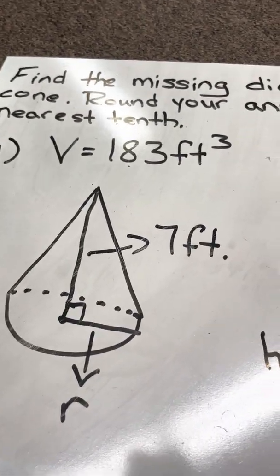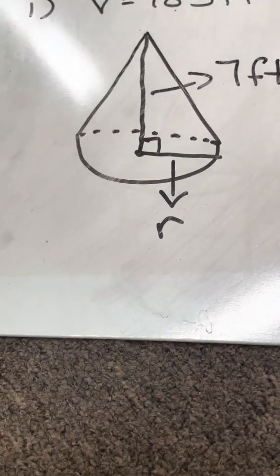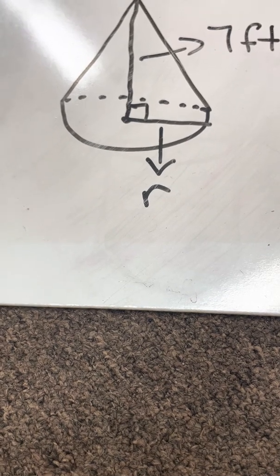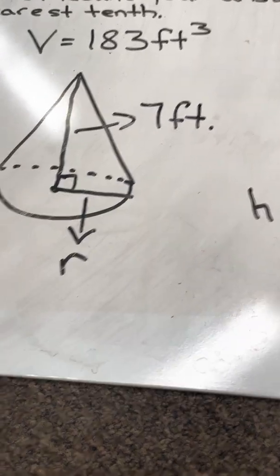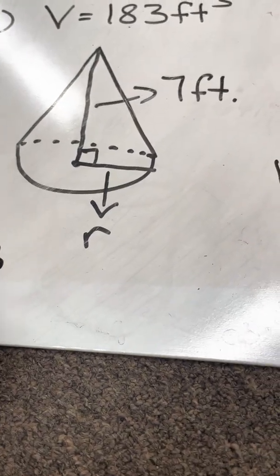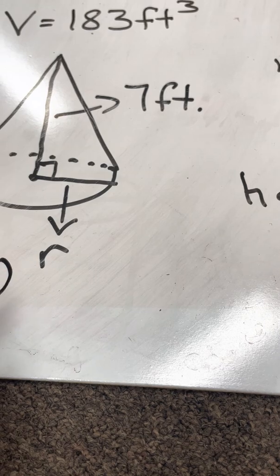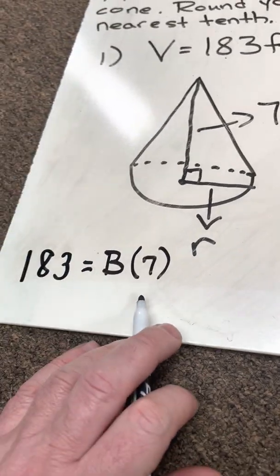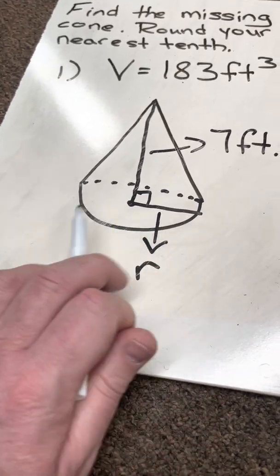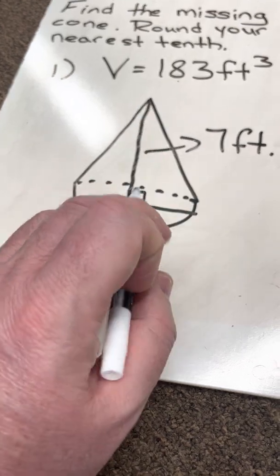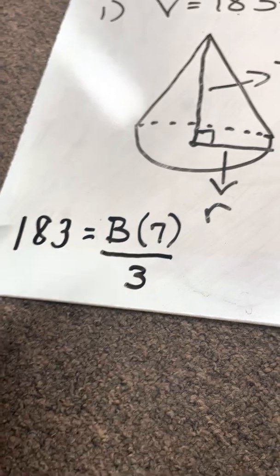All right, so here's something interesting. We know the volume. That's 183. So I could say, well, 183 equals the area of the base, which I don't know, that's B, times the height, which is 7. So I'm going to take my 7 and put it in parentheses there. And then that whole thing, so I have my volume, which is 183, equals the area of the base, which I don't know, times 7, which is my height, all of that being divided by 3.